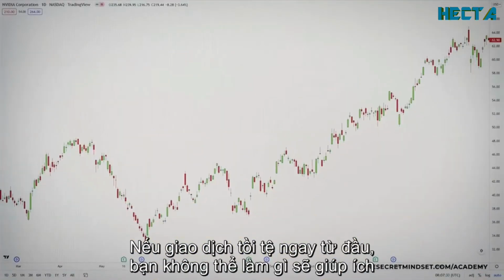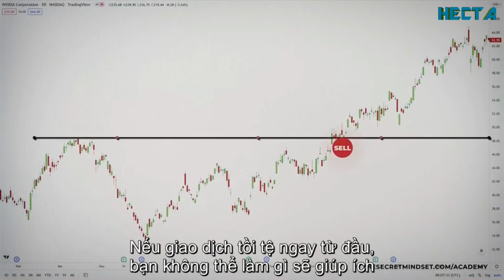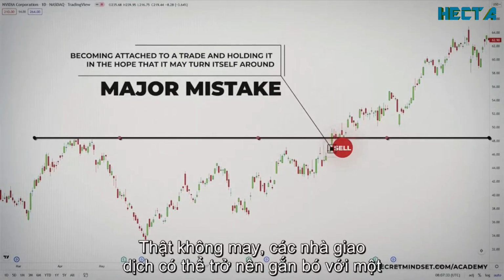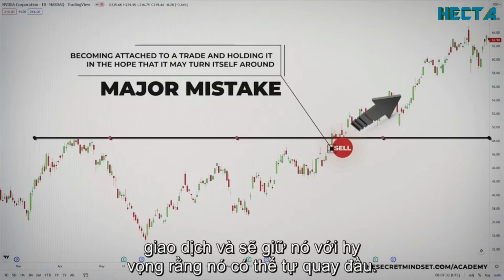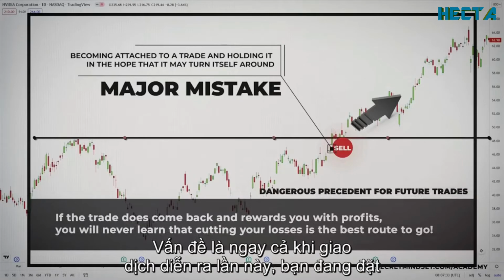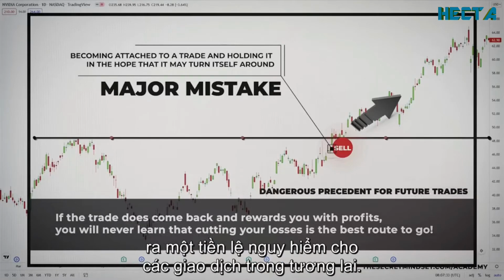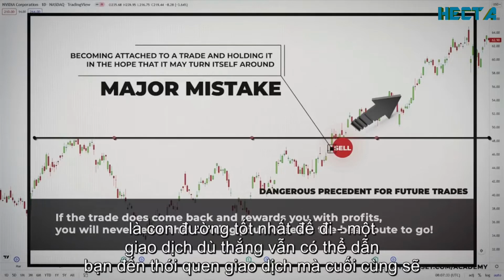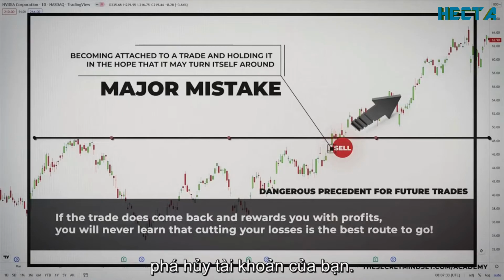If a trade is bad from the start, nothing you can do will help. It's best to exit the trade as soon as possible to avoid doing any further damage to your account. Unfortunately, traders can become attached to a trade and will hold it in the hope that it may turn itself around. The problem is that even if the trade did work out this time, you are setting a dangerous precedent for future trades. If it does come back and rewards you with profits, you will never learn that cutting your losses is the best route to go, and it can lead you to trading habits that will eventually destroy your account.